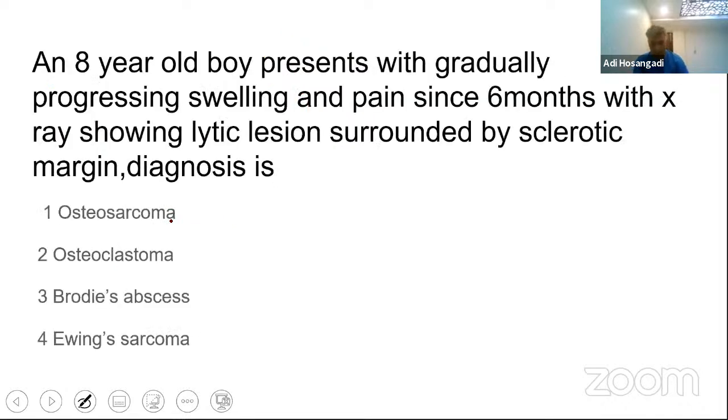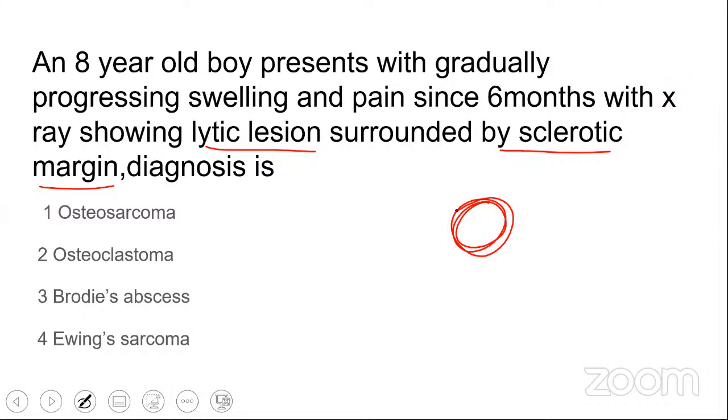An 8-year-old boy presents with gradually progressing swelling and pain since 6 months. X-ray shows a lytic lesion surrounded by a sclerotic margin. Please remember, there is a lytic lesion surrounded by a sclerotic margin. We have answered this already. Brodie's abscess. Very good.